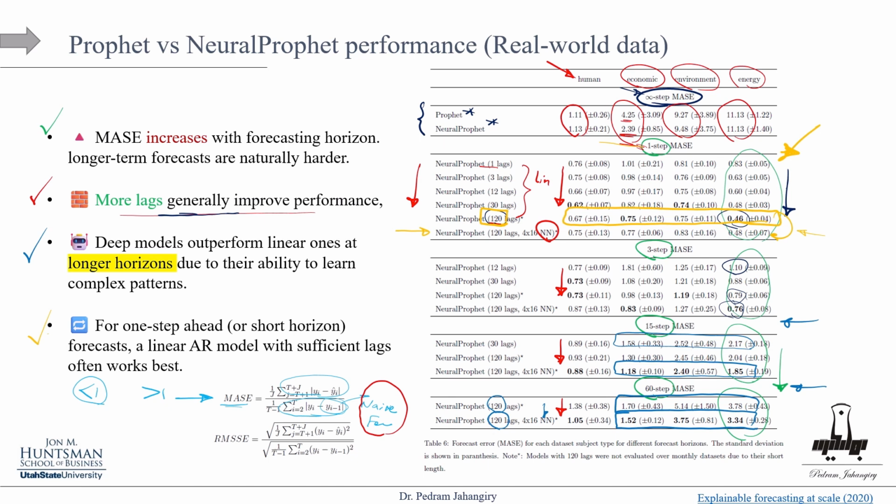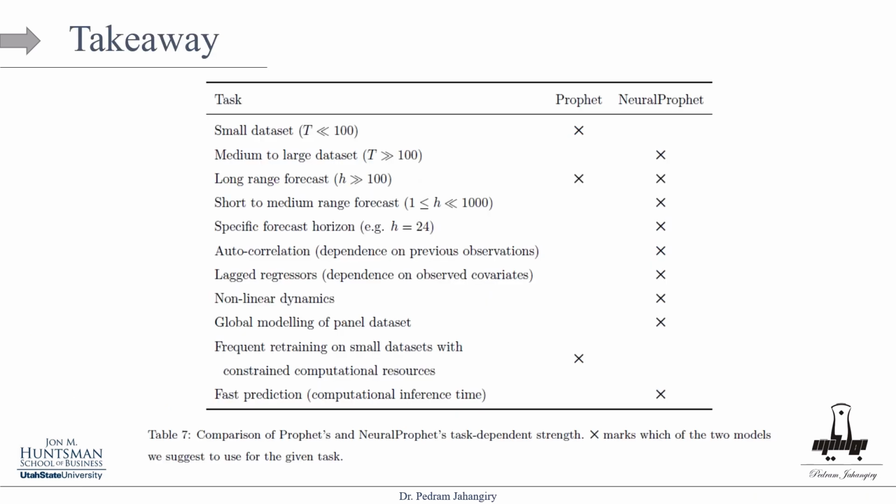Okay, so there's one last slide and we're gonna wrap up this module. We're gonna end up on the suggestions from the authors of the paper. You can think of it as a takeaway of someone who has been studying Prophet versus NeuralProphet very deeply, applied to synthetic data and real-world data sets, and this is their message to you.